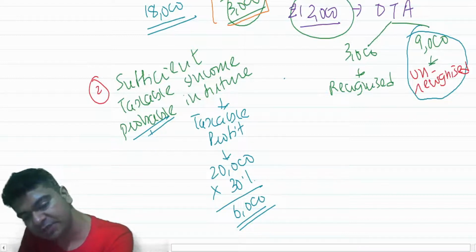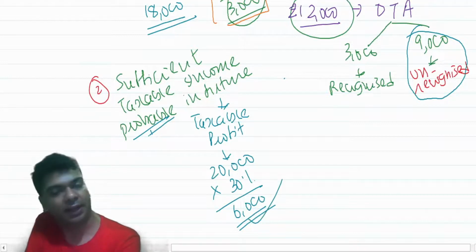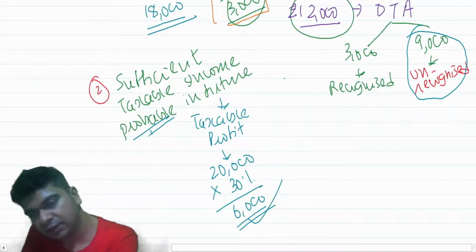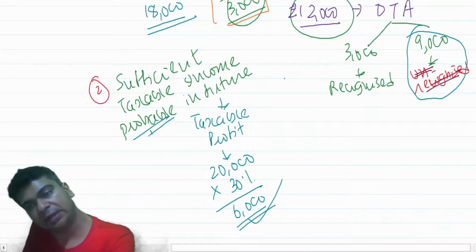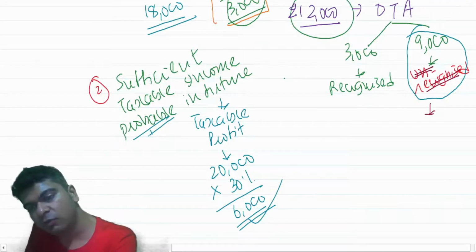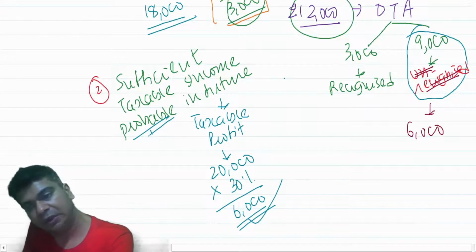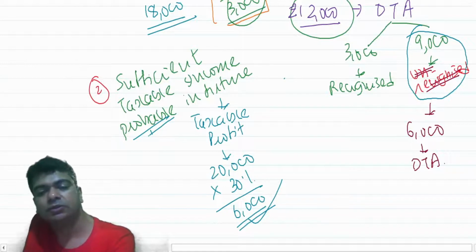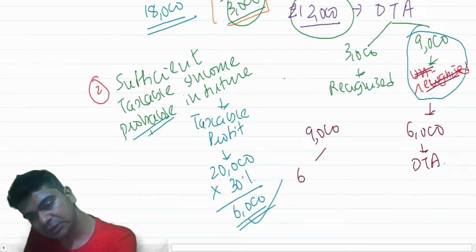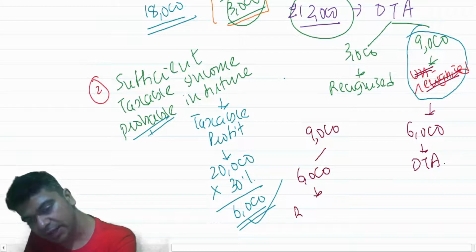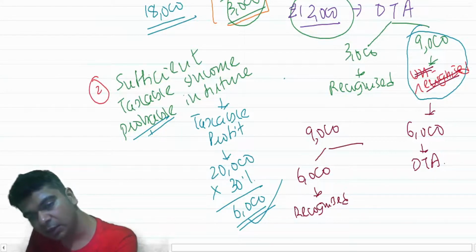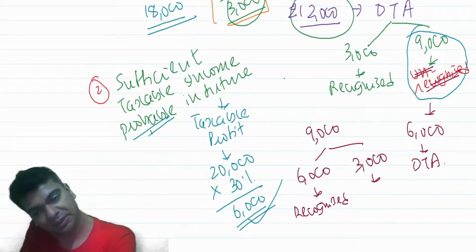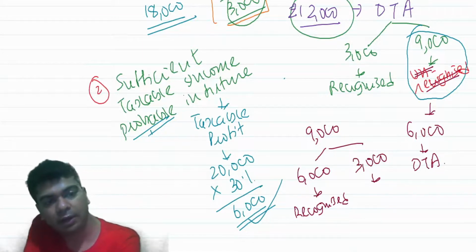So to the extent of 6,000, I shall recognize a DTA. So 9,000 was unrecognized in the earlier. I strike that thing out now. Earlier 9,000 was unrecognized, but here what I'll do is I'll recognize 6,000. Right, 6,000 of DTA is recognized now. Earlier it was 9,000. 6,000 is now recognized by me, right? I have recognized it. So I'm still left with 3,000. This 3,000 is now unrecognized.